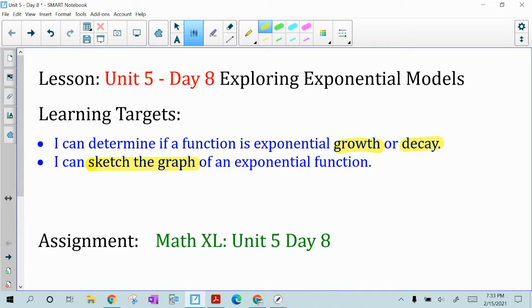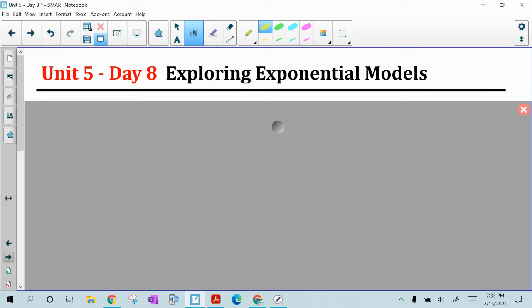Yes, once again, there is Math Excel for you to play with this evening. But let's get started with a little bit of vocabulary because, let's face it, you guys have never really seen something having to do with exponential models. So let's get rolling on this.